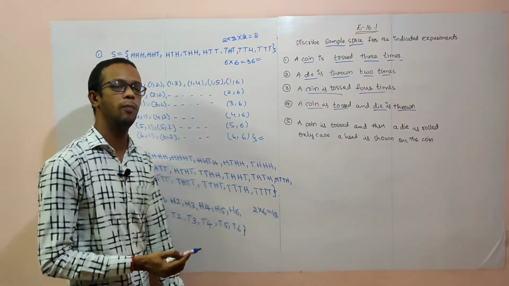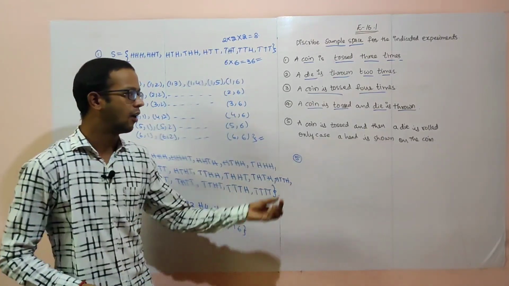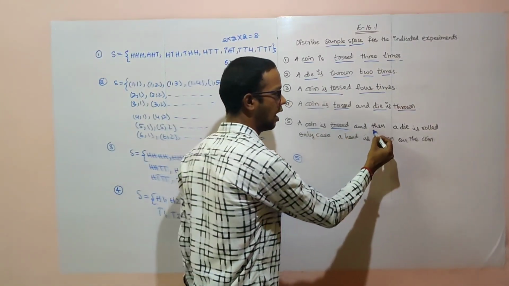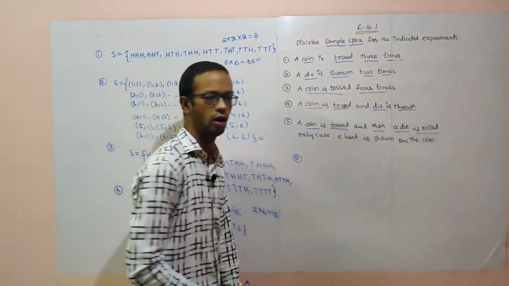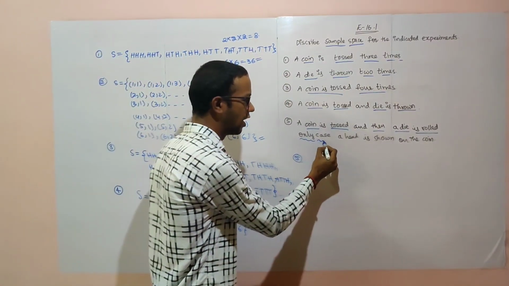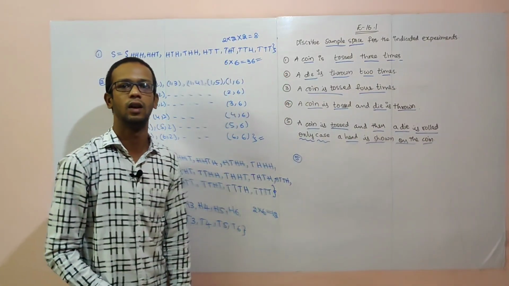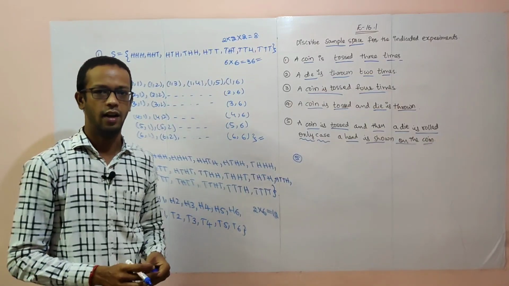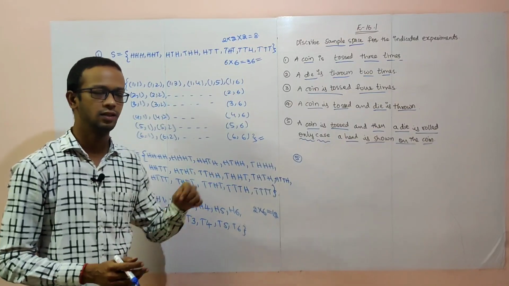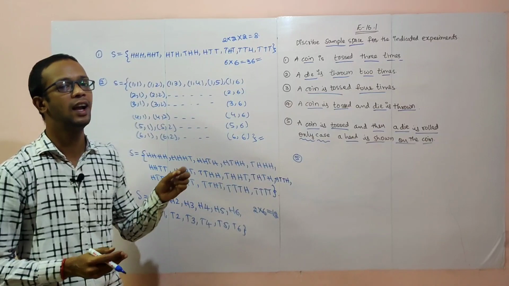Next, problem number 5. A coin is tossed and then die is rolled. Coin is tossed, die is rolled. Only condition is there, only in case a head is shown on the coin. First of all, toss a coin. If you get head, roll a die. Otherwise, if you get tail, no need to do anything. There only we have to start our experiment.